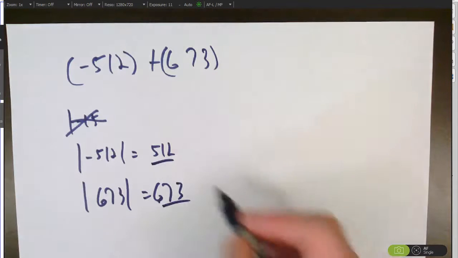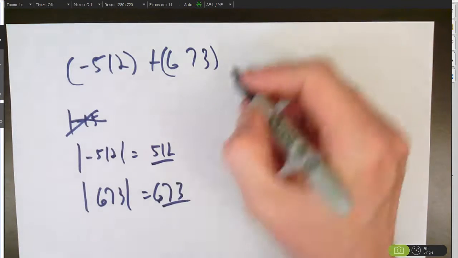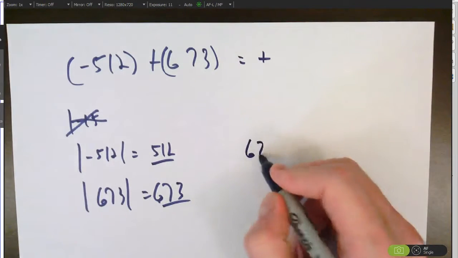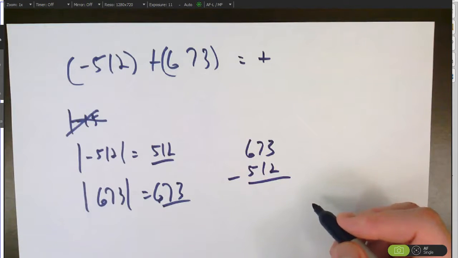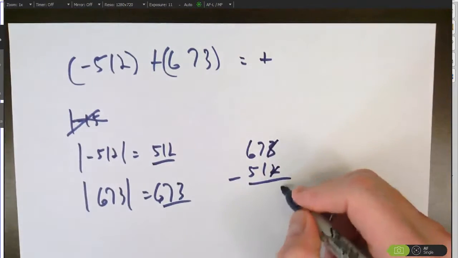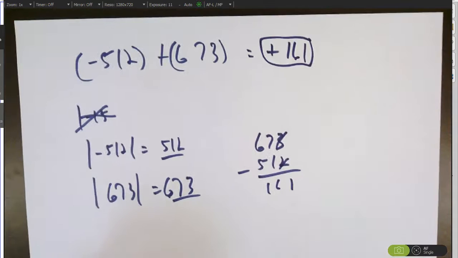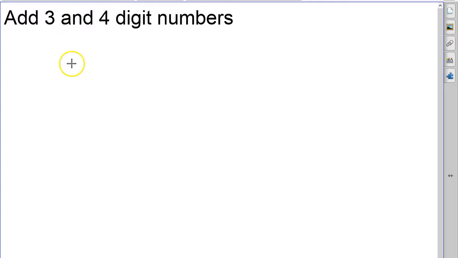So our values then, 512 is smaller than 673. 673 is positive. That means we must have a positive sum in the end. And now what you do is you find the difference of the two numbers to figure out what the sum would be. So 673 minus 512, 161, so positive 161. The next thing that's going to pop up for you on this video is a sum to find of two, I think 4-digit numbers, and then we'll talk.